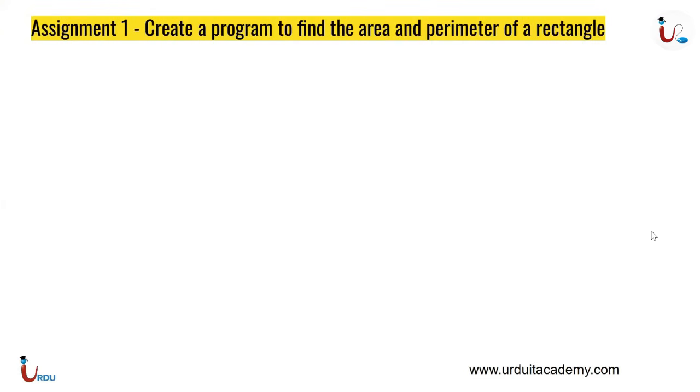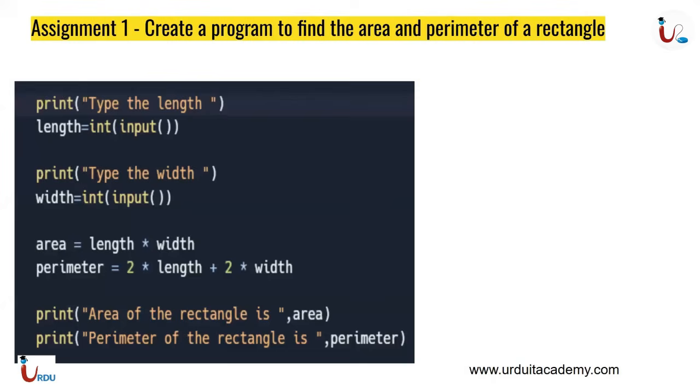In the last class, we learned how we can print something in Python and how we can receive the user input. Let's quickly look at the assignments. I gave you two assignments. The first problem was to create a program to find the area and perimeter of a rectangle.